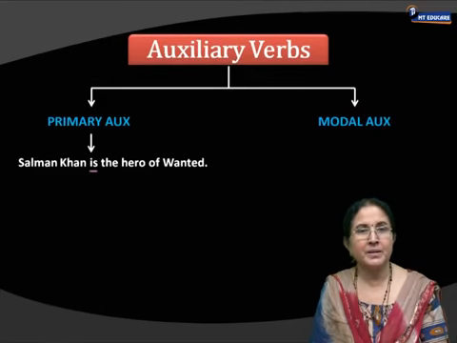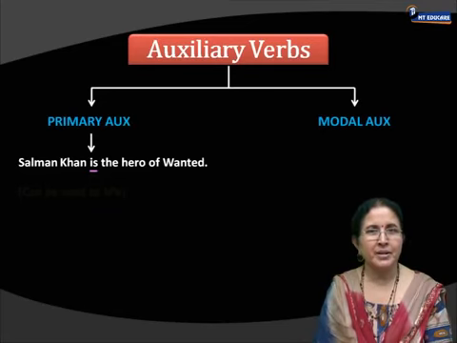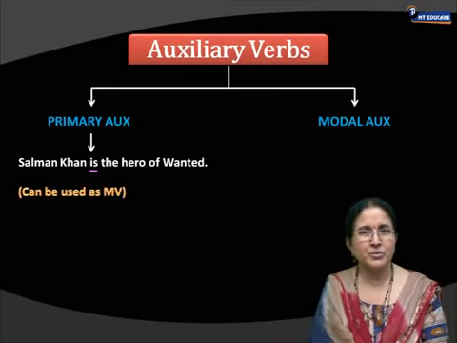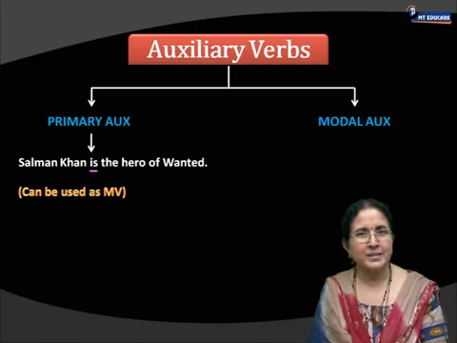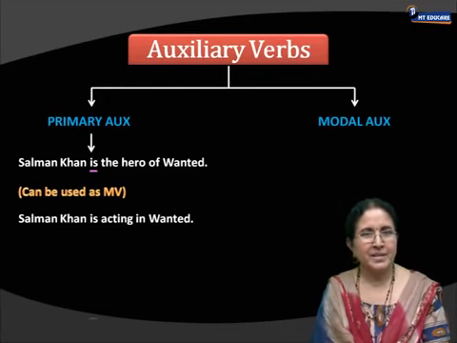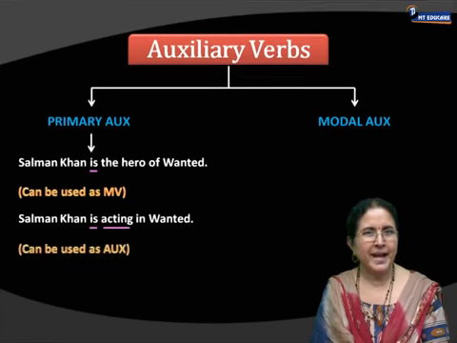So here the word is, which was used as an auxiliary in the previous slide, is playing, is now used as a main verb. Salman Khan is acting in Wanted. Is the hero of Wanted. Salman Khan is acting in Wanted. Here, which is the verb? Is and acting. Now you see, is can be used as an auxiliary.